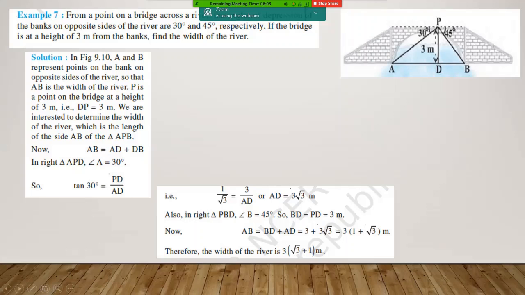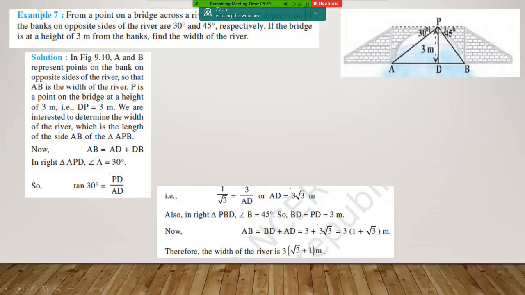From a point on a bridge across a river. So the point P is on the bridge, and AB is your river. The angles of depression of the banks, so these A and B are the two points on the banks, on opposite sides of the river. Read the statements very properly. Sometimes it would be said on the same side of the river. Here very clearly opposite sides are given, 30 degrees and 45 degrees.